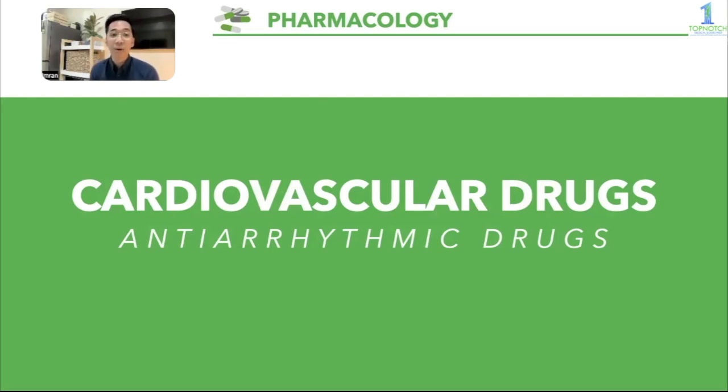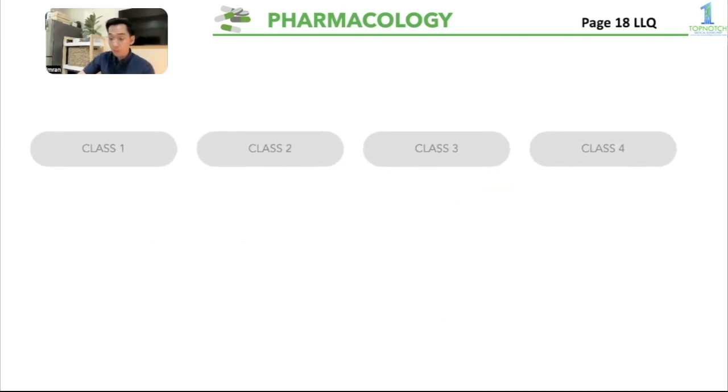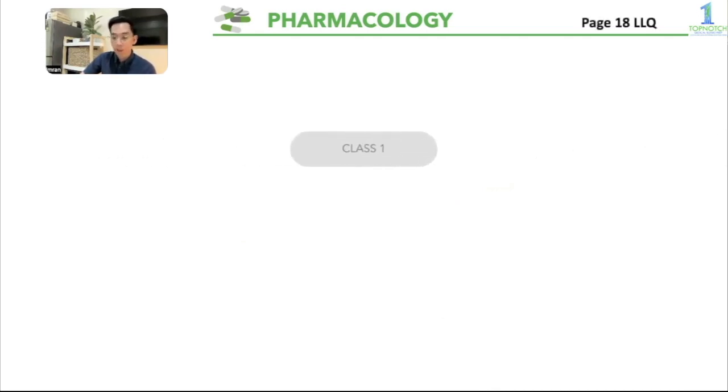Okay, next will be our antiarrhythmic drugs, no? So our antiarrhythmic drugs can be divided into 4. Your class 1, your class 2, class 3, and class 4. Your class 1, these are your sodium channel blockers. While your class 2, they are your beta blockers. Your class 3 is your potassium channel blocker. And class 4 are your calcium channel blockers. Okay. For class 1, no? So class 1 muna tayo.